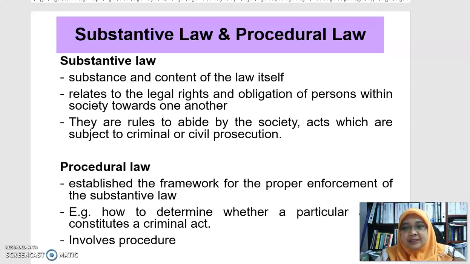For example, how to determine whether a particular action constitutes a criminal act. And you need to understand what constitutes a criminal act, and actually, what a criminal act itself is, is within the substantive law. So substantive law is the content of it, and procedural law is the procedures themselves. So this is another classification of law.